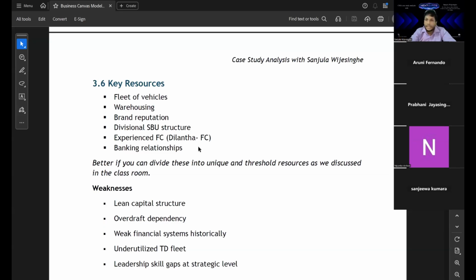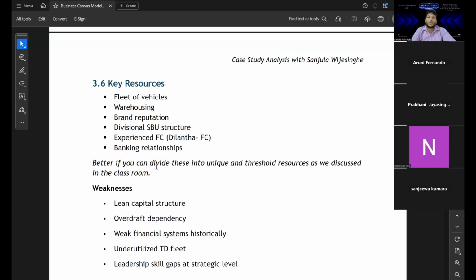Now we'll go to the key resources, right? Fleet of vehicles, warehousing, brand reputation, divisional SBU structure, experience, financial control, then the banking relationship also. Better if you can divide these into unique and threshold resources, as we discussed in the classroom. Simply divide them: these are the unique, these are the threshold. Threshold means what? To run the day-to-day operations, those are very essential. Without having them, you can't run the business.